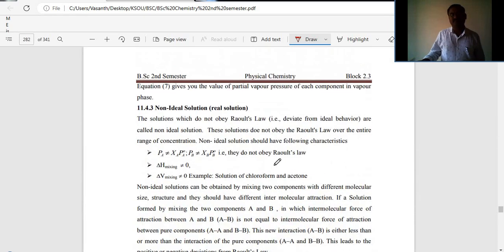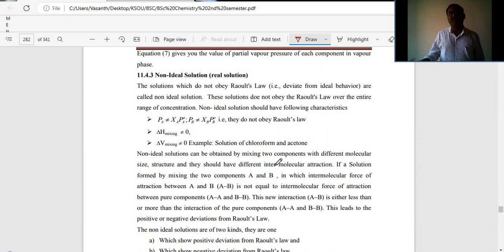Next we discuss non-ideal solutions, which are called real solutions. The solution which does not obey Raoult's law is called a non-ideal solution.